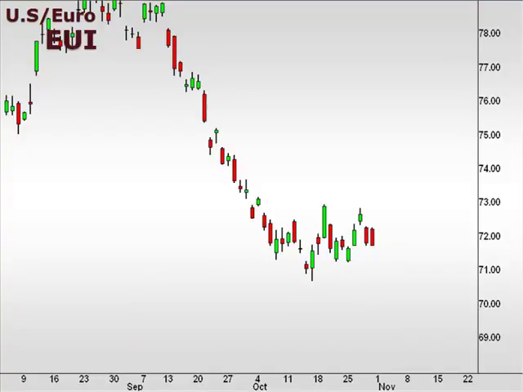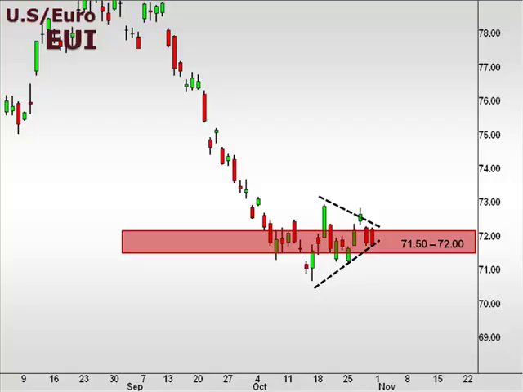Let's take a look at the EUI, the US dollar versus the euro. Well, the US dollar remains indecisive against the euro as the EUI appears to be forming a sideways triangle. 71.5, 72 maintains its role as support. A break above 72 opens the window for a move towards 74. A break below 71.5 suggests a move back down towards the 69.70 focal zone is a high probability.